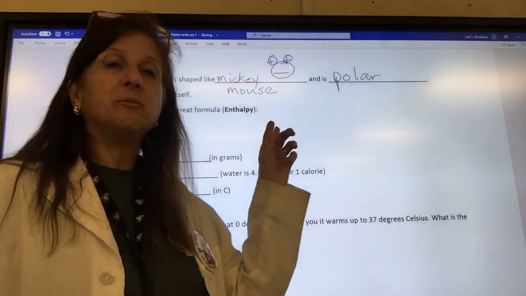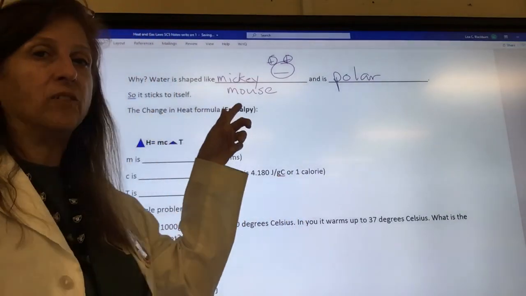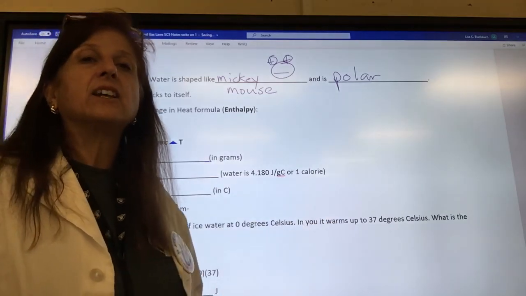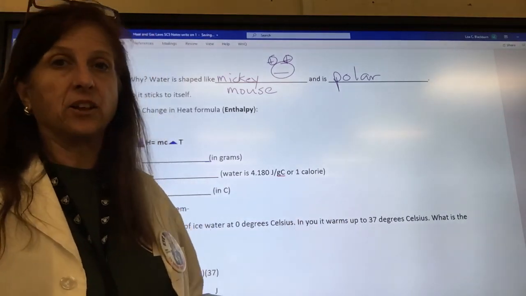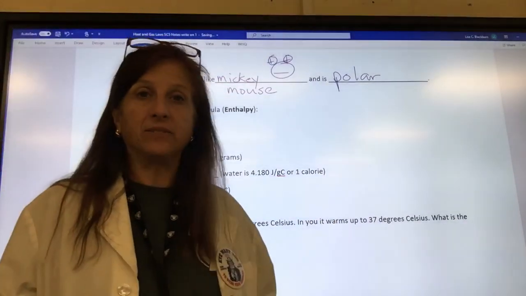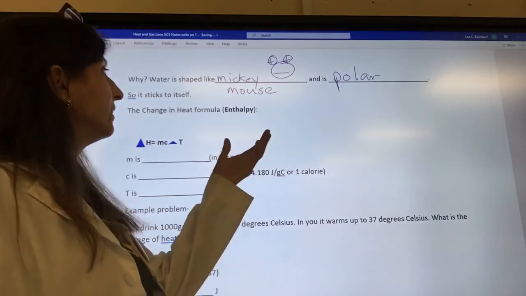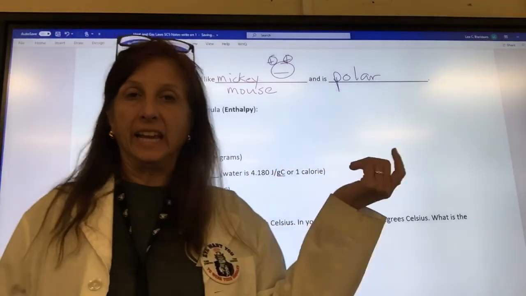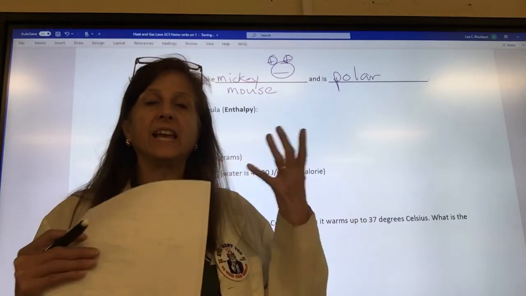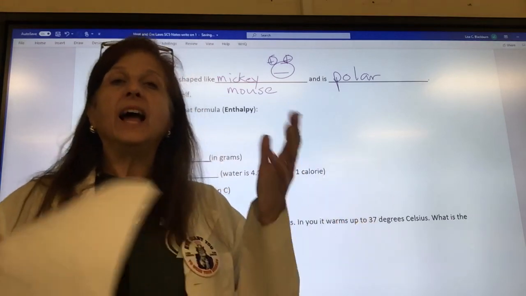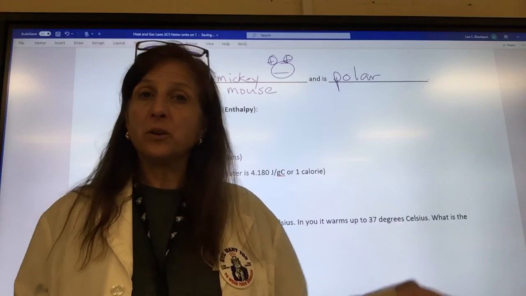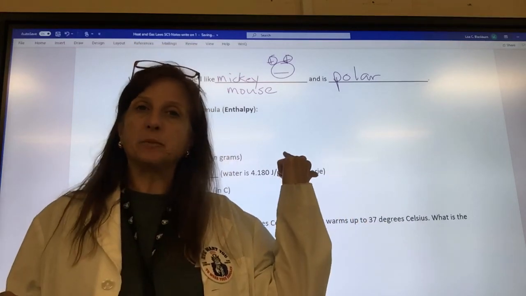Anyway, so water sticks to itself, and that stickiness causes it to be slow to heat up and slow to cool off. It gives it its high specific heat. It also makes it where we have life on this planet. If water did not have this high specific heat, then like other planets, during the day it gets so hot it can't support life, and at night it gets so cold it can't support life. But we're covered in water, and water has a high specific heat.